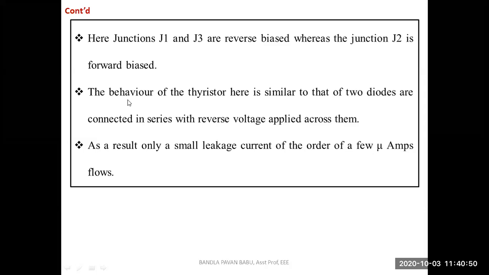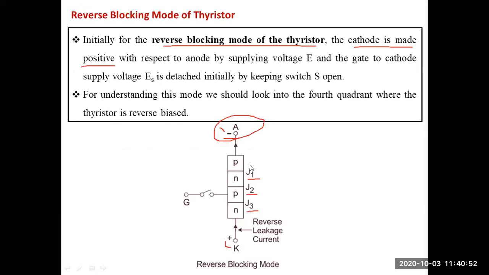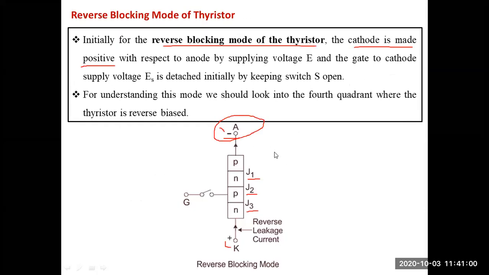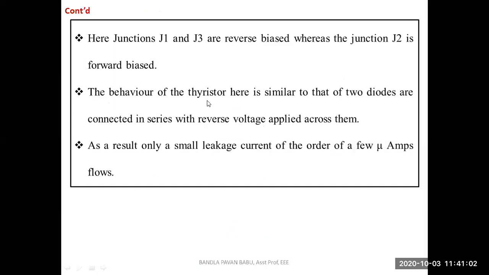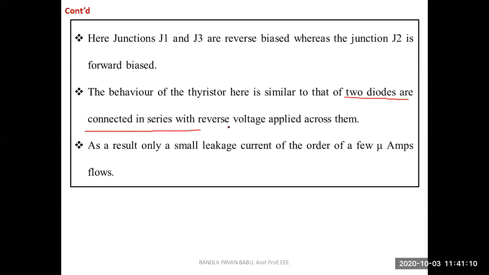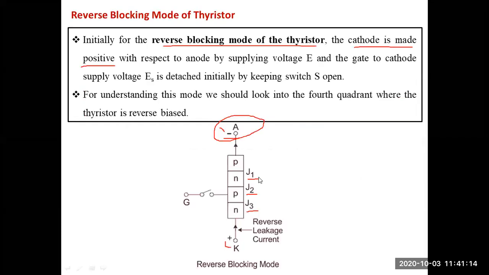So in this mode, when J1 and J3 are reverse biased and J2 is forward biased, how does the switch appear? The behavior of the thyristor here is similar to that of two diodes, like two diodes connected in series with reverse applied voltage. How are we treating them as two diodes? Each PN junction is a diode.